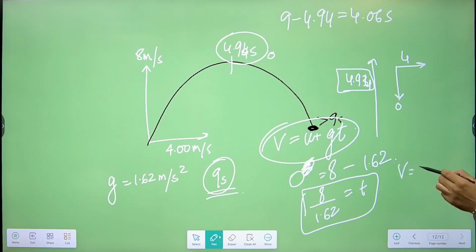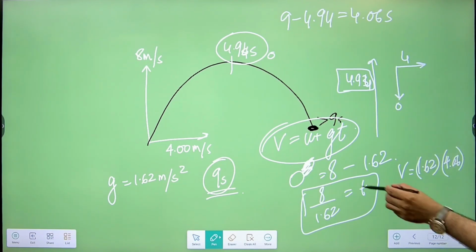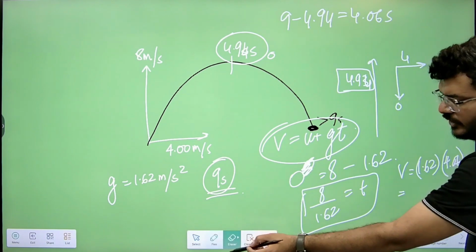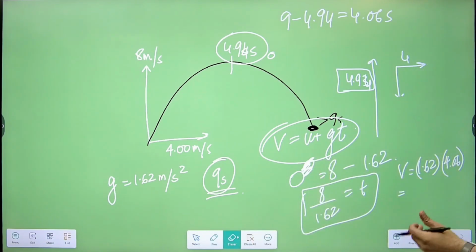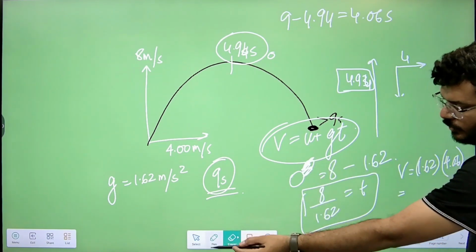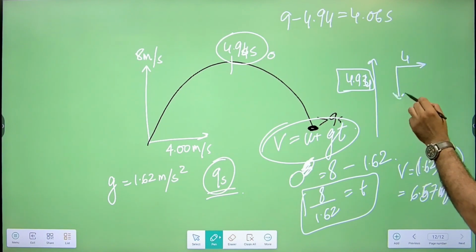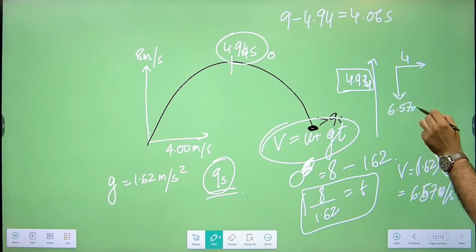Again use this equation, but in this equation you'll have plus, right? So v is equal to 1.62 multiplied by 4.06, right? Because the initial velocity is 0 in this case. So what is the velocity, the downward velocity at this point? Can someone tell me? 6.6. Okay, exact 6.57 meters per second. So this is 6.57 meters per second.